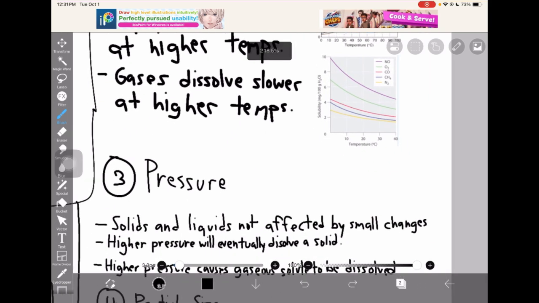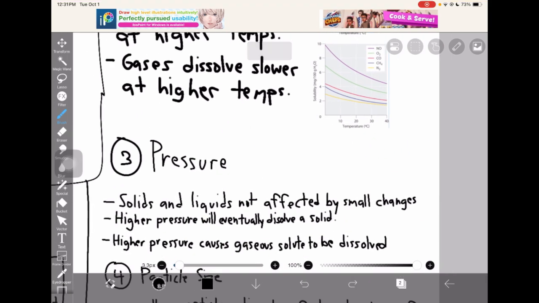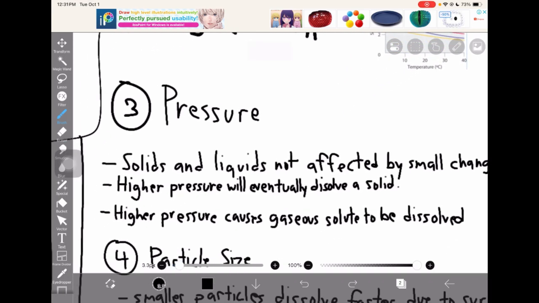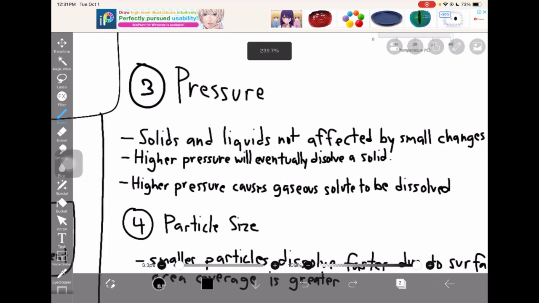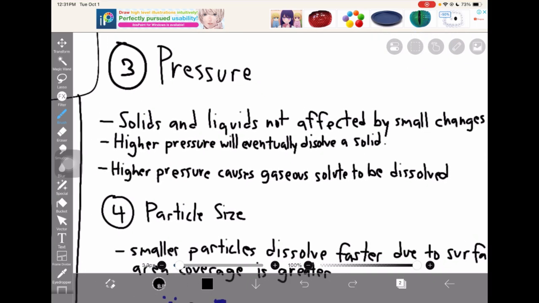Number 3, pressure. Solids and liquids aren't affected by pressure too much. If you're just going from 10 psi to 11 psi, probably not much for solids and liquids. However, if you're going for higher pressure, it will eventually dissolve a solid. As well, higher pressure causes gaseous solutes to be dissolved. This is why when you shake a can, it just pops right open and all the gas comes out, because it wants to escape. It's dissolved in the solution and that's why you hear a pop.